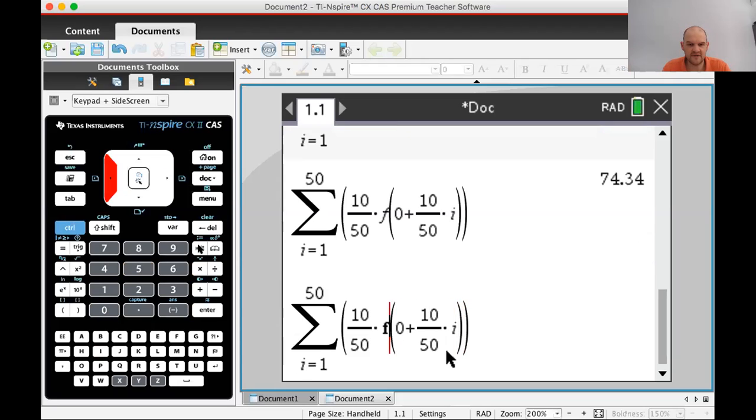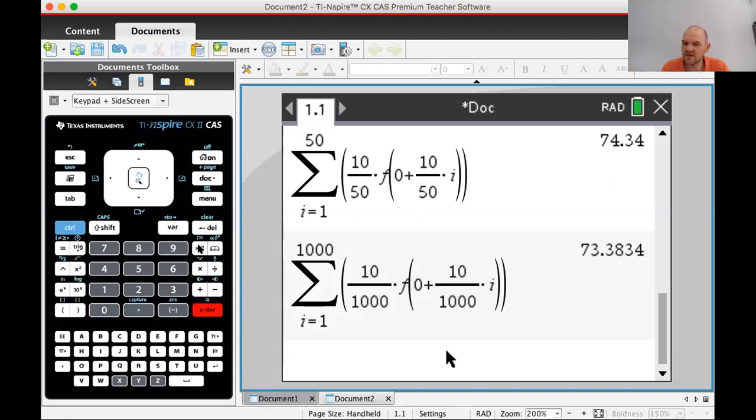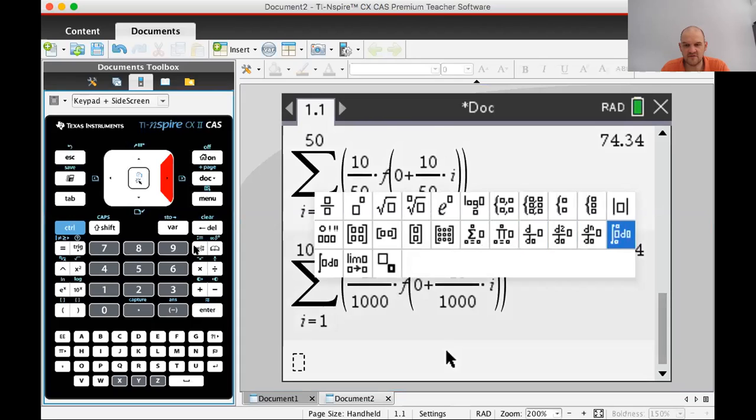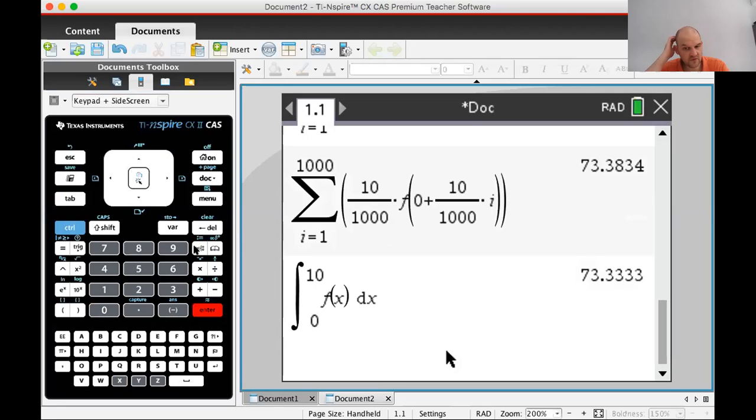Let me do like 1,000. So we want to make 1,000 equal slices, and then each of them you have to keep moving. 73.3834. Let's see what the calculator says the definite integral is, because the calculator can do those. Let's go 0 to 10, f of x dx. 73.333. What if we had done 5,000?